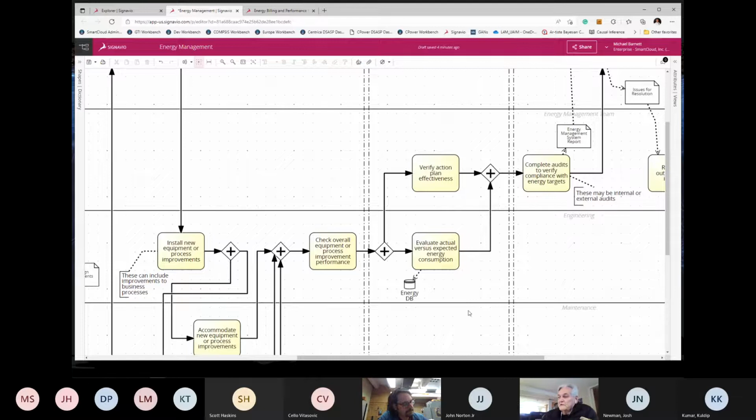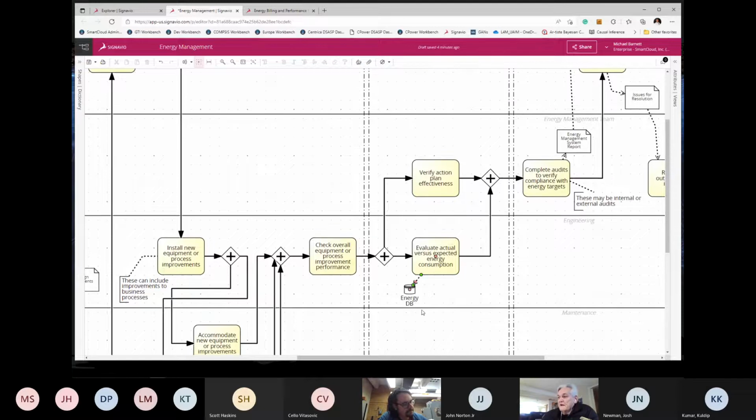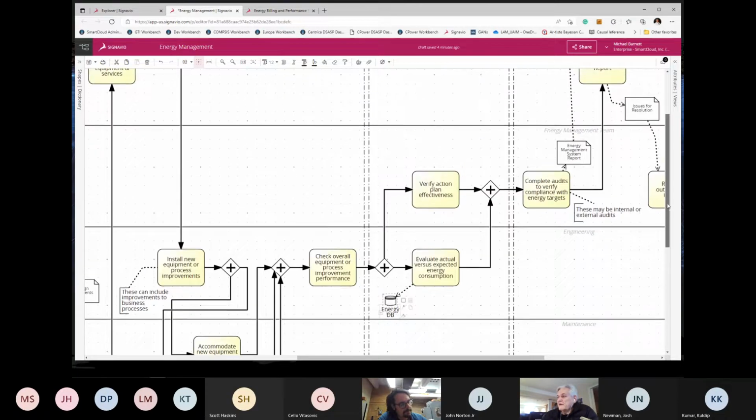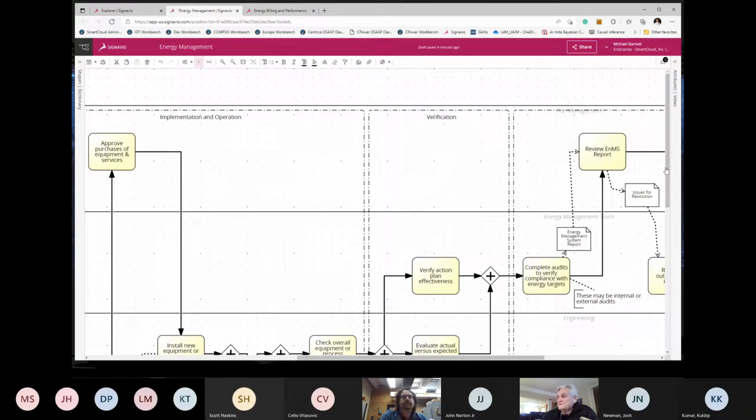And engineering evaluates expected versus actual energy consumption. And there's an energy database. So this is an icon that indicates some storage and persistence of some data about energy into a database, which would probably occur. Now, after that, those two things happen in parallel. Here's a good clear case where we've got a parallel gateway, and this one does a split, this does the join, synchronizes everything, and now we move on to the next stage.